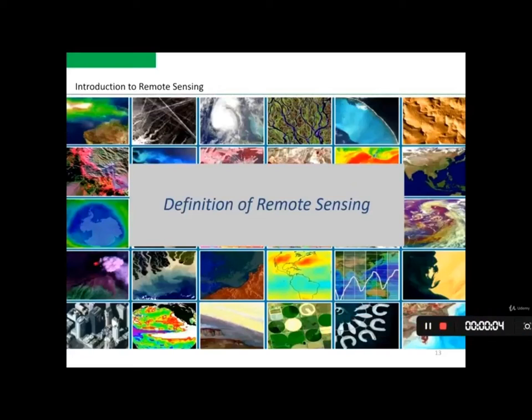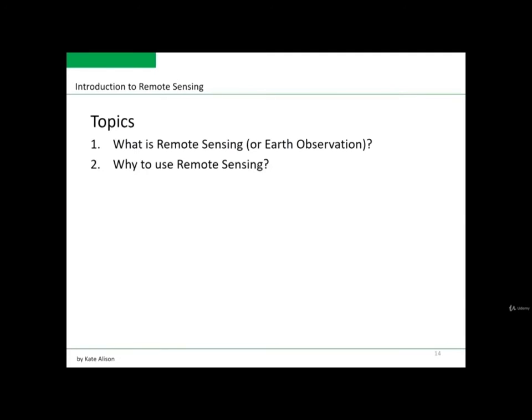Hi there! We are moving to our next lecture, the topic of which is definition of remote sensing. The topics that we are going to cover today are as follows. What is remote sensing or Earth observation?